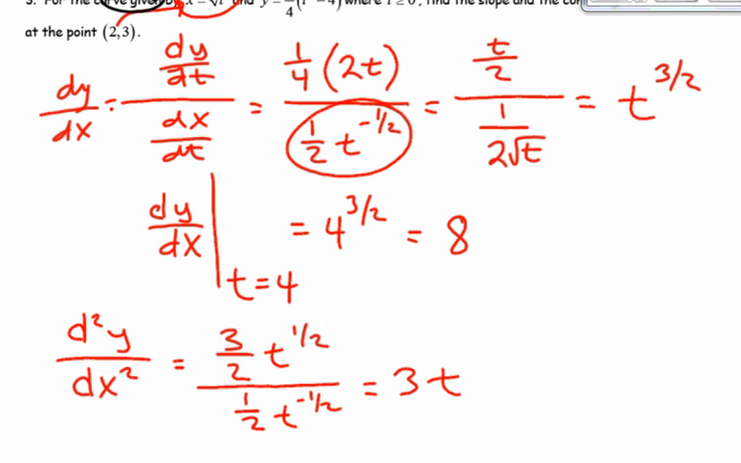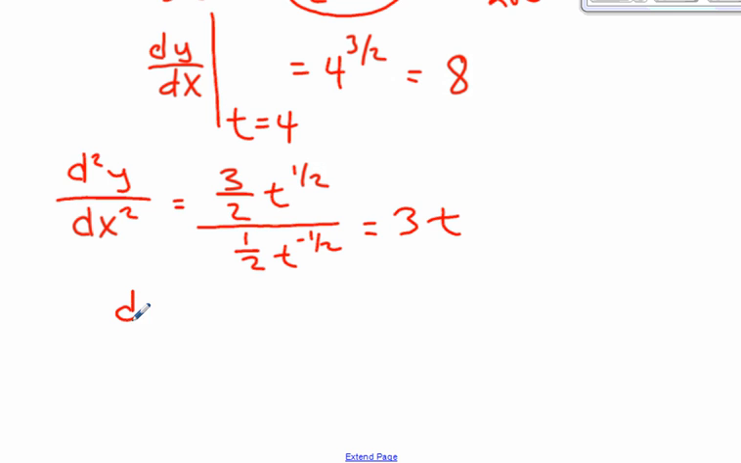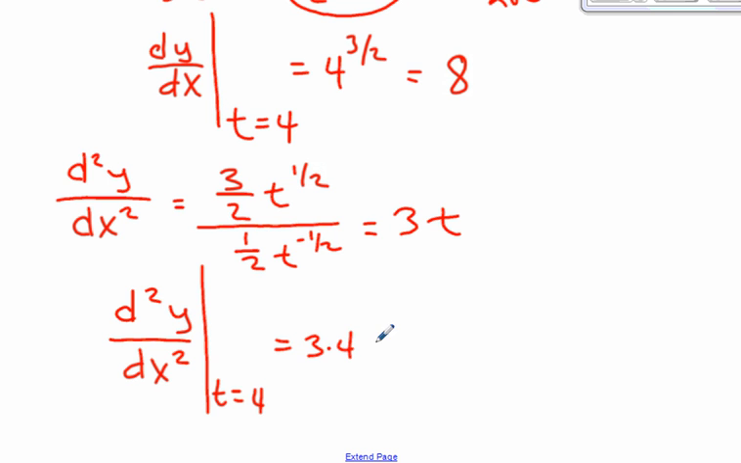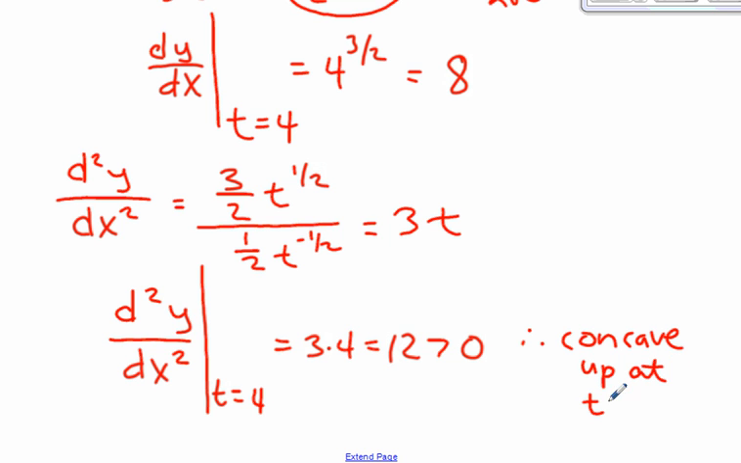So now we want to determine the concavity at the point 2, 3, which we already found was at the time 4. So this would be 3 times 4, which is 12, which is greater than 0. Therefore, our curve is concave up at t equals 4. Like I said, pretty straightforward, just a little bit different, but pretty basic when it comes to the calculus. So we've talked about finding slope and concavity.